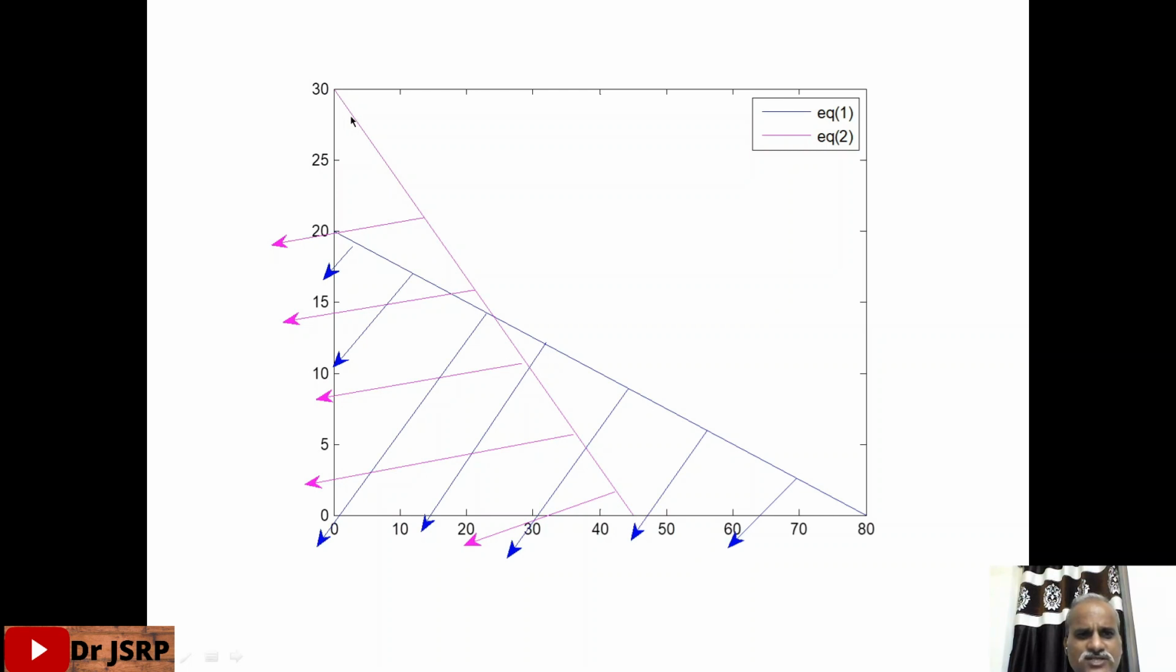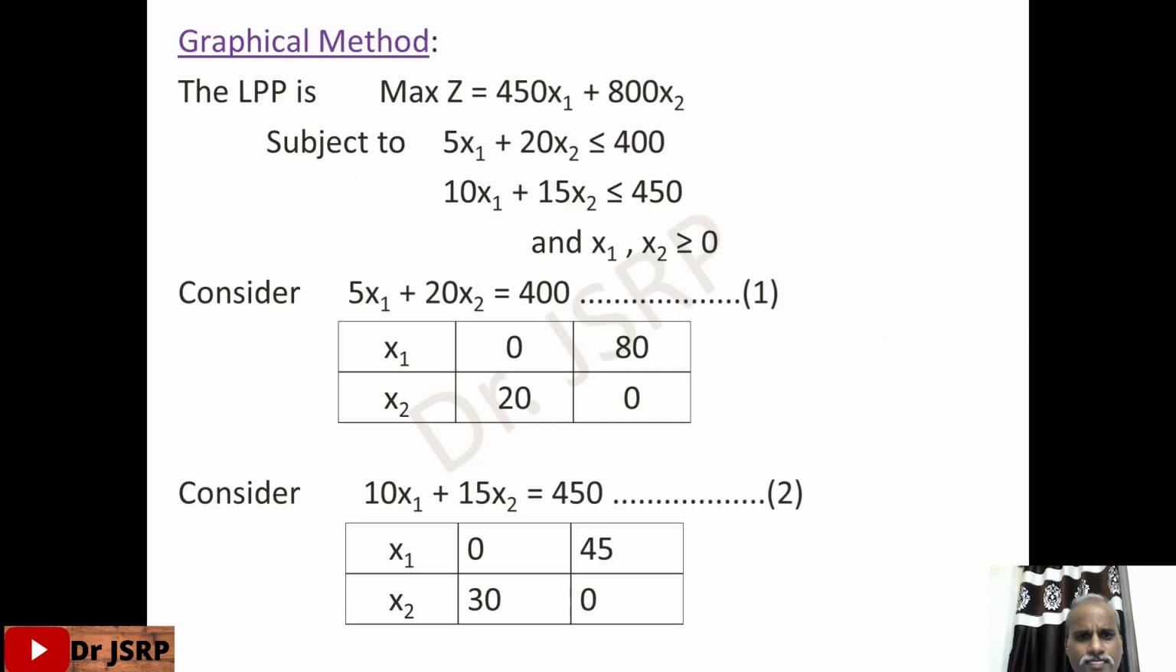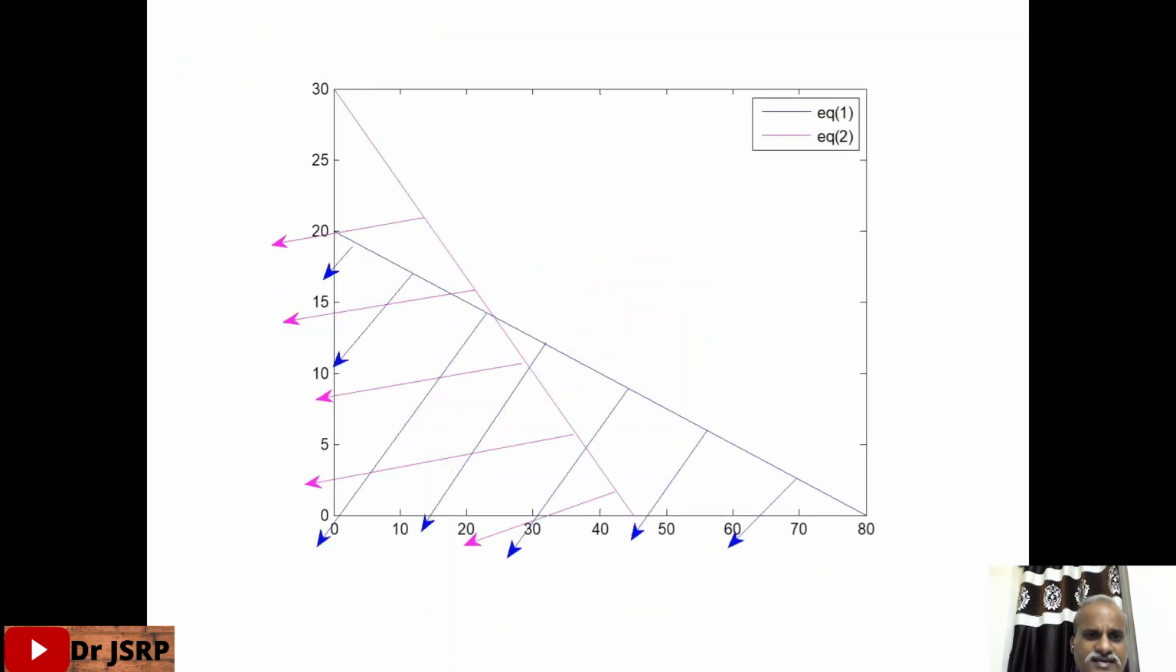The second line is also of less than or equal type. If you substitute the origin in the second inequality, 0 plus 0 is 0, which is less than 450, so the origin satisfies the inequality. Therefore the region lies towards the origin for the second line also, that is, this side.